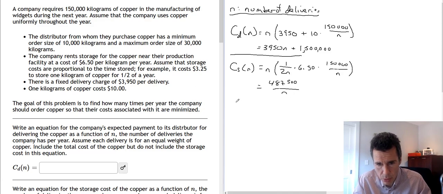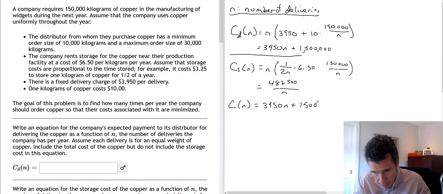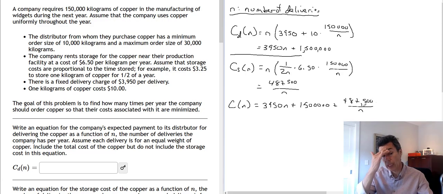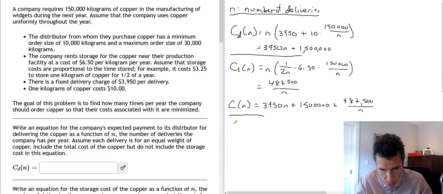So that gives us a total cost, which is 3950 n plus 1.5 million plus 487,500 over n. We're trying to minimize, so we're going to take a derivative and find critical numbers. So let's just do that. So there's our total cost equation.